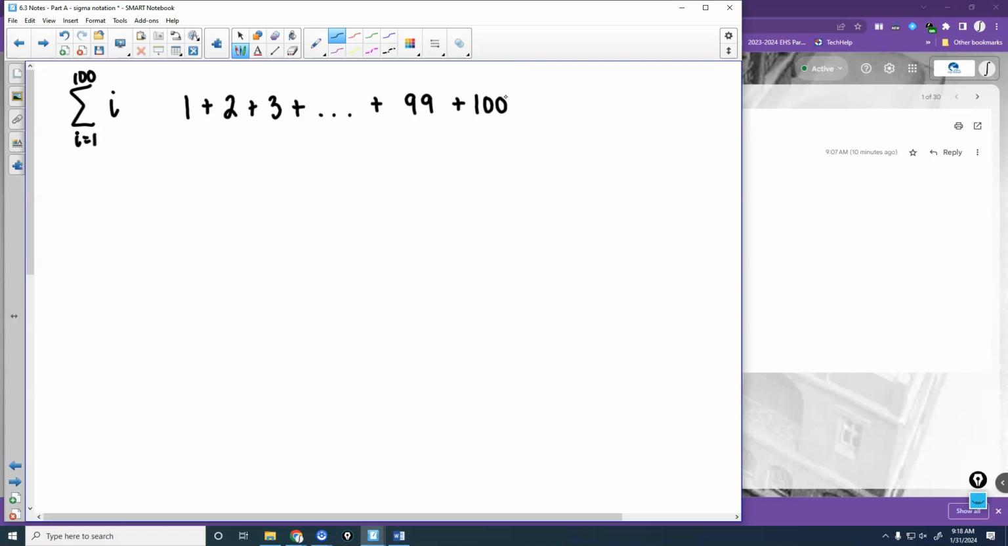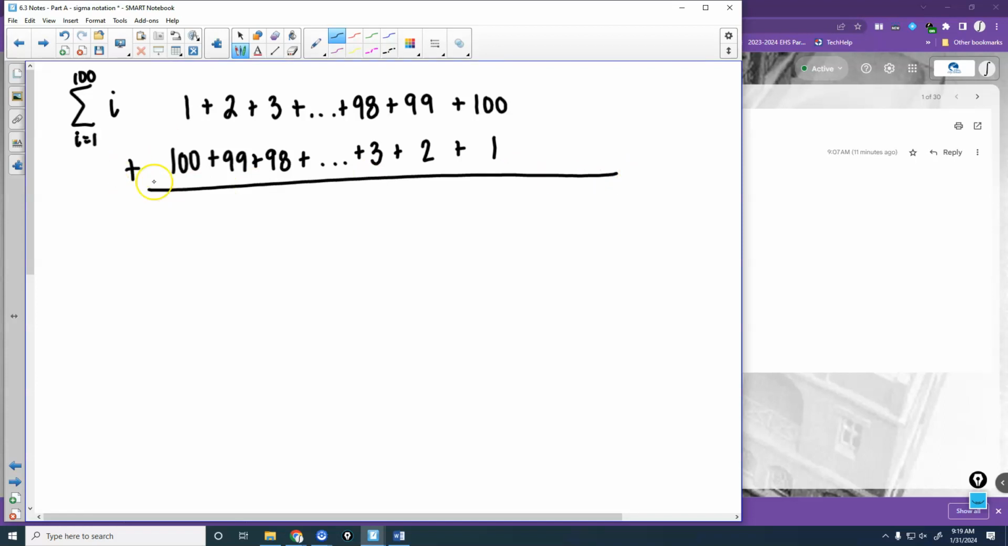And then he thought, well, what if I wrote that backwards? 100 plus 99. Actually, for the sake of this demonstration, let's put a 98 right there. Plus 98, plus dot, dot, dot. And then over here it'd be 3, 2, 1, if you wrote them backwards. Does it make any difference if you write it backwards? Same value, right?